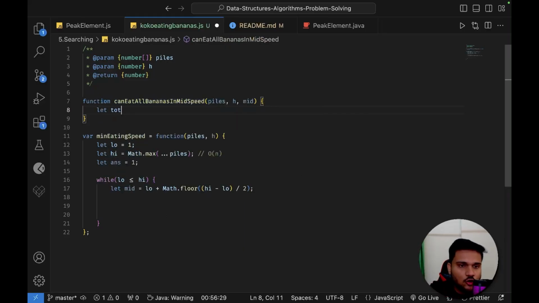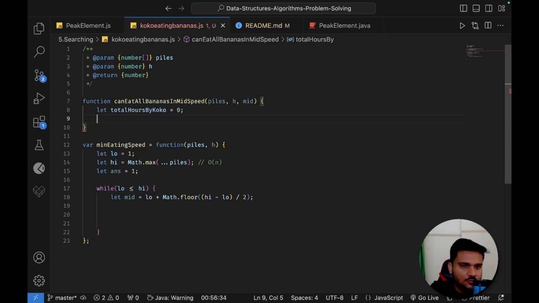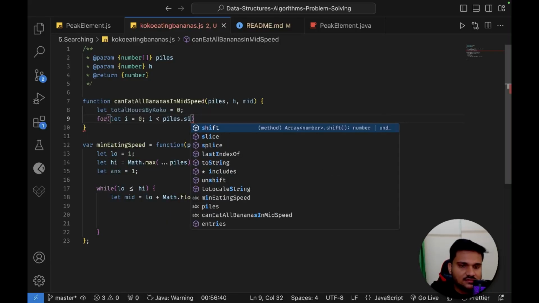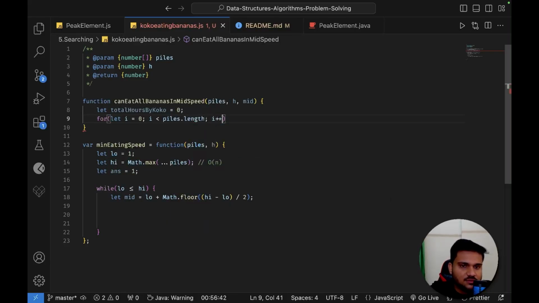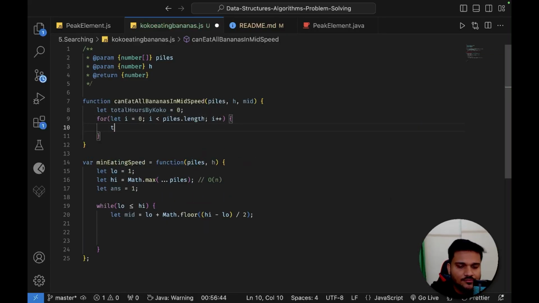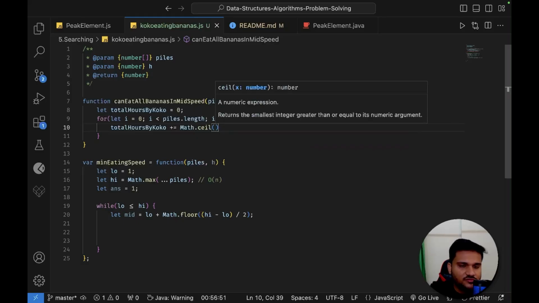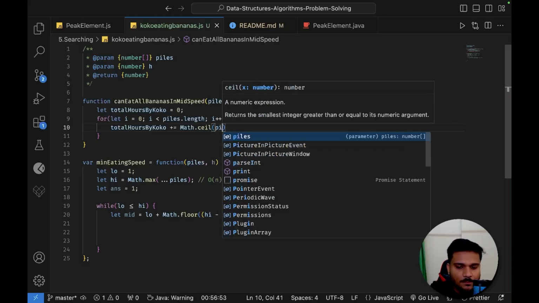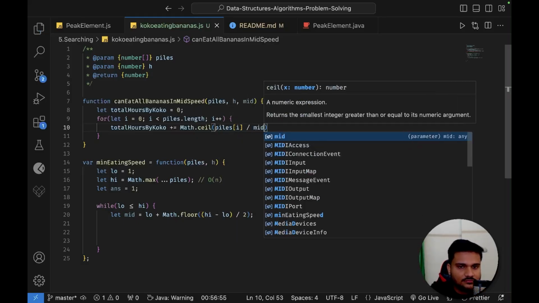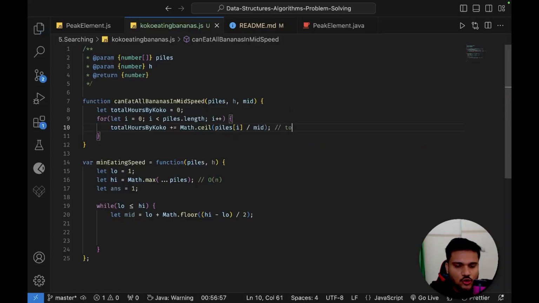I'll say let total hours by Coco equal 0. I'll say for let i equal to 0, i less than piles.size or piles.length, i plus plus. I'll go to each and every individual pile, and I'll say total hours taken by Coco to finish a pile is going to be Math.ceil of piles at i by mid. Can I say that? This is the total time to finish the ith pile.